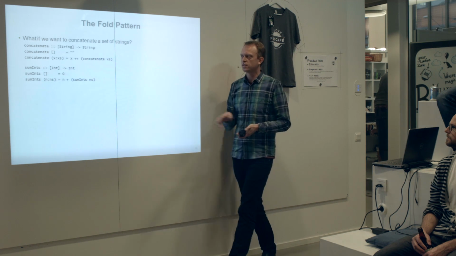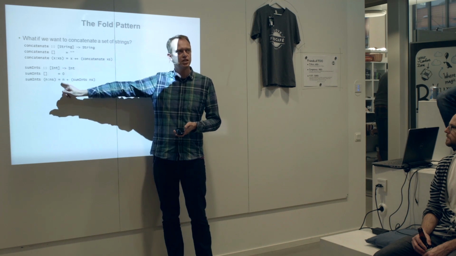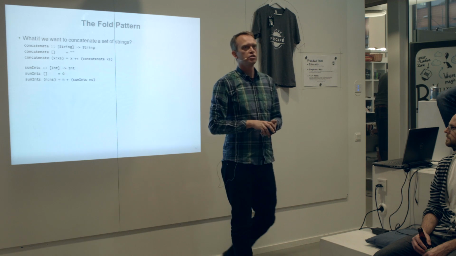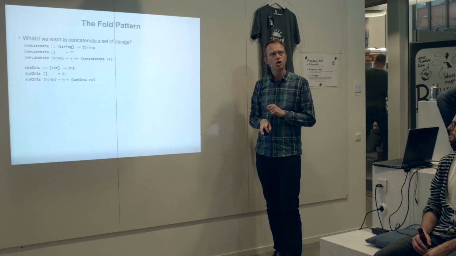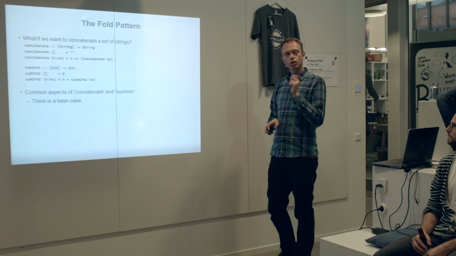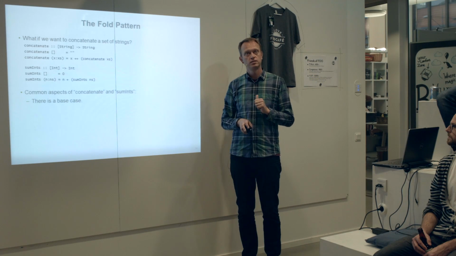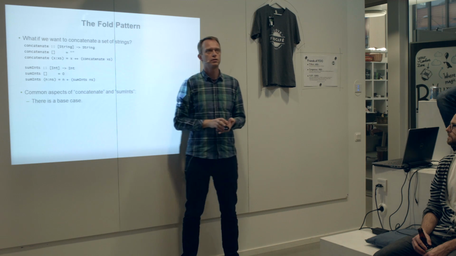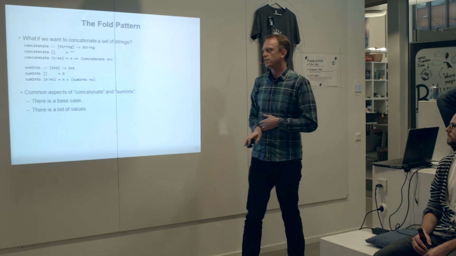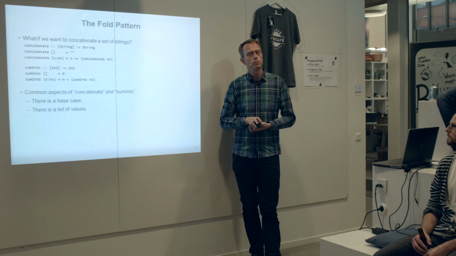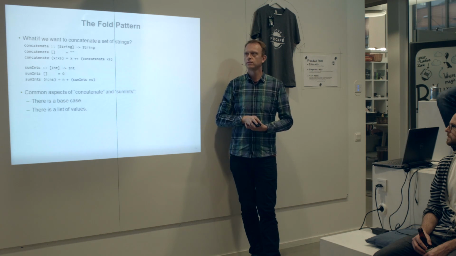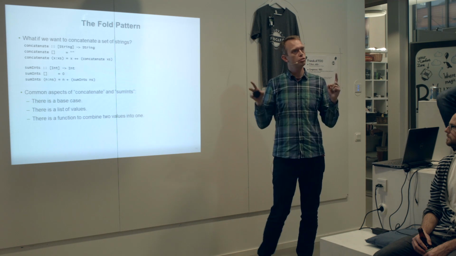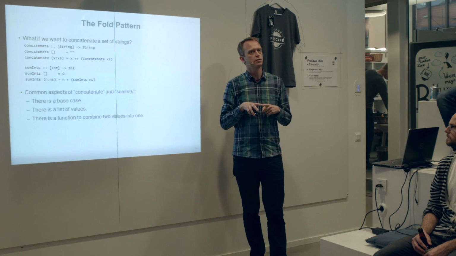Now, if we compare this to the implementation we did for sumInts, we can see that they're very, very similar. So we can start to list the common attributes of these two functions. Well, the first one is that there is a base case. Up here, it's the empty list. Here, it's 0. Next thing is that there is a list of values. We're doing this operation on a list of values. And the third thing is that there is a function that takes two values and combines them into one.